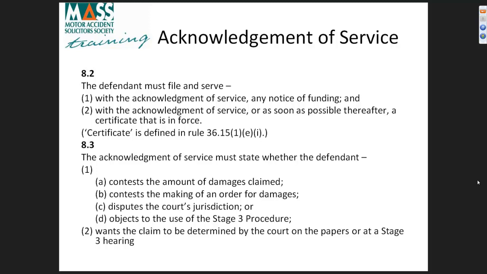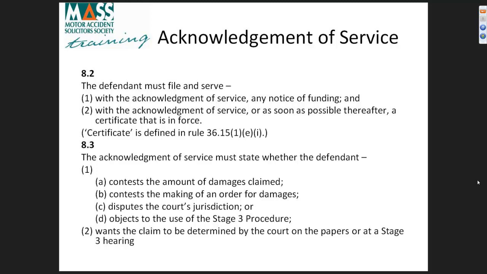Now then, this is the interesting bit on 8.3. The acknowledgement of service must state whether the defendant contests the amount of damages claimed, contests the making of an order for damages, disputes the court's jurisdiction, objects to the use of the Stage 3 procedure, or, and finally, whether or not it should be a paper or oral hearing. So skip the last bit because we'll be the ones dictating that after I've gone through the pros and cons with you. And let's just look at that bit at 8.3(1).